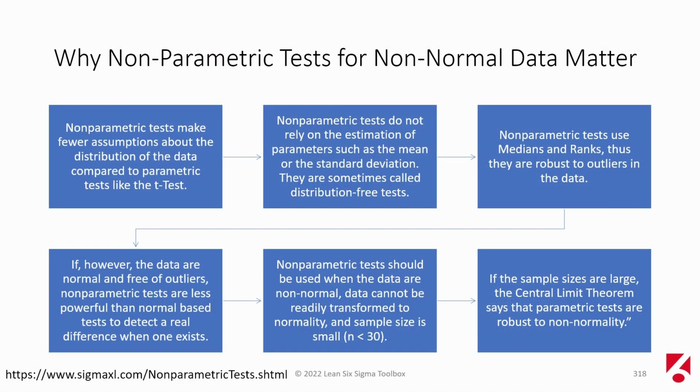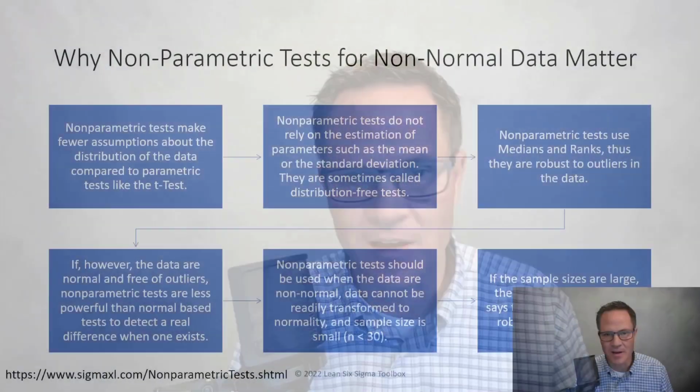But if the data is normal and free of outliers, then a non-parametric test is going to be less powerful. So we would prefer to have normal data, and we would prefer to use the parametric or the normal tests. The other tests just aren't going to be as robust. We're going to need more samples to get a good answer or the p-value that we're looking for, a more robust answer in that p-value.